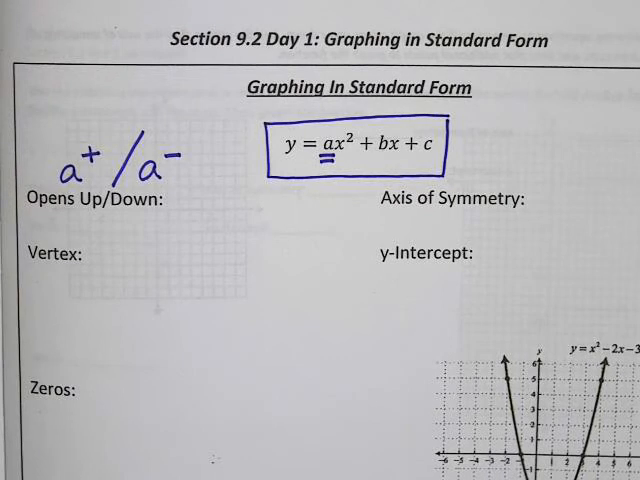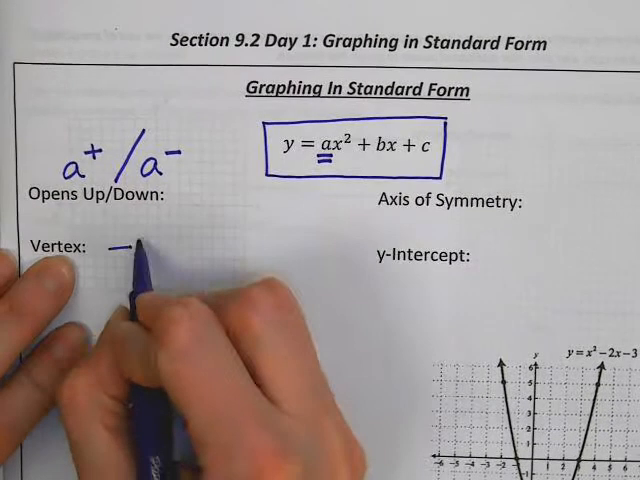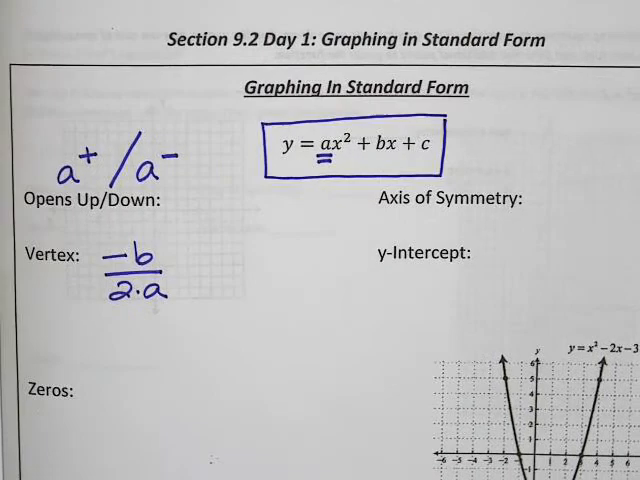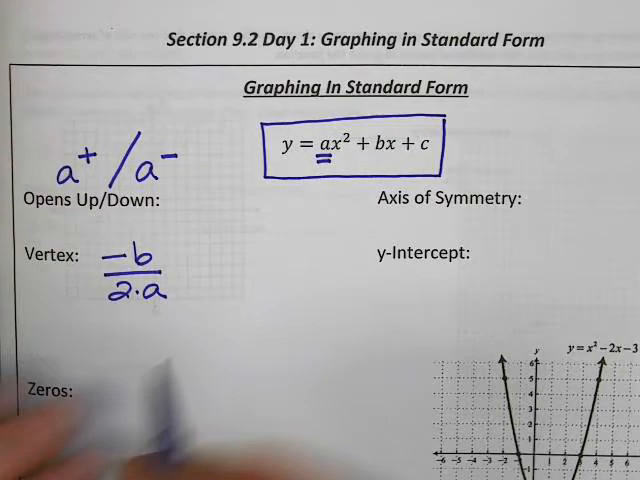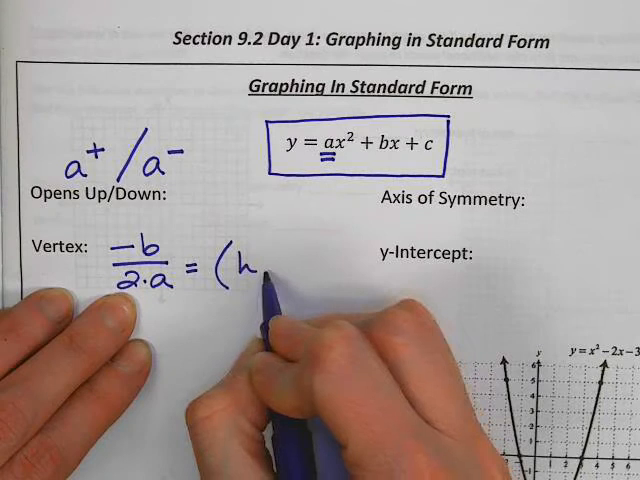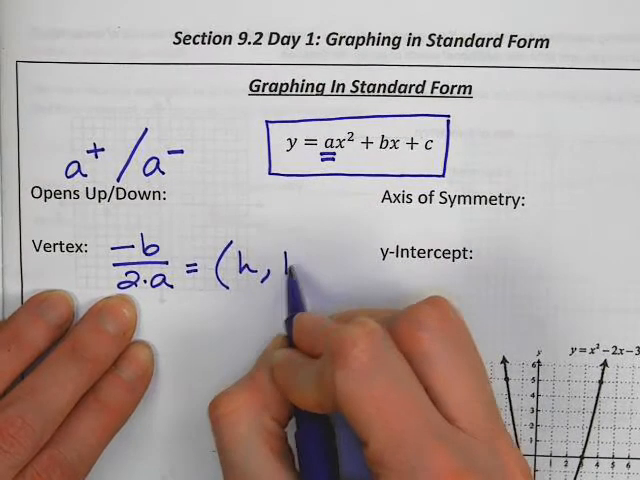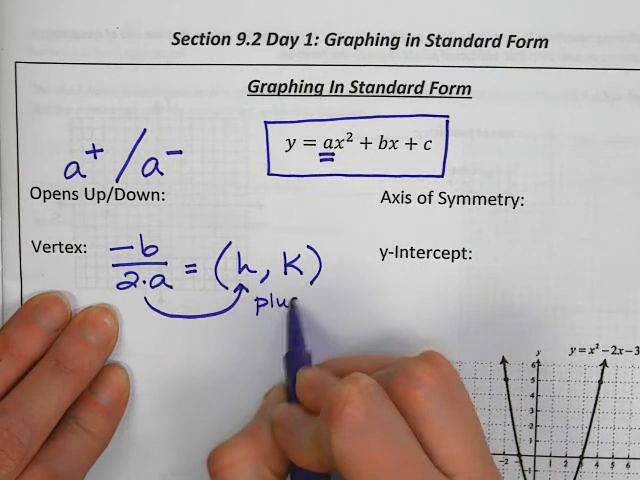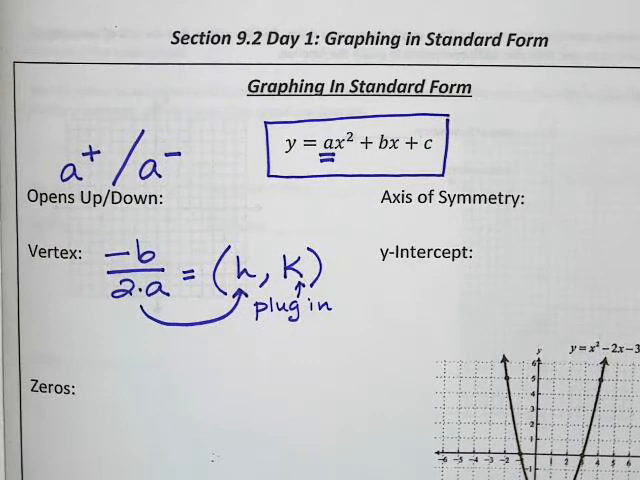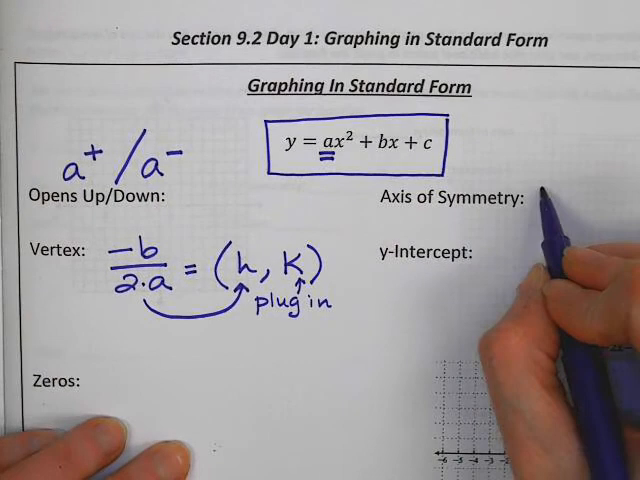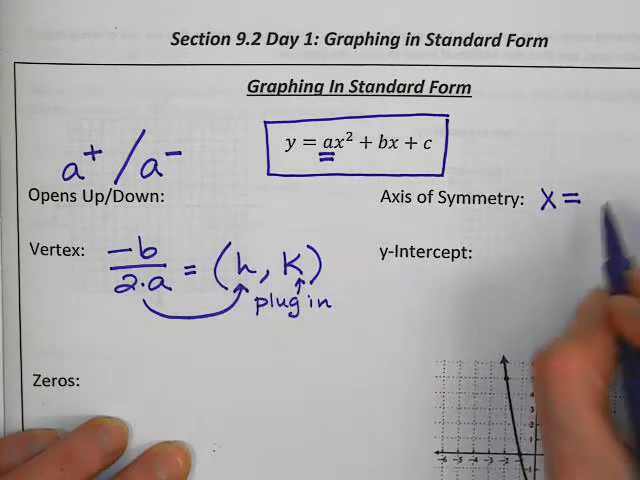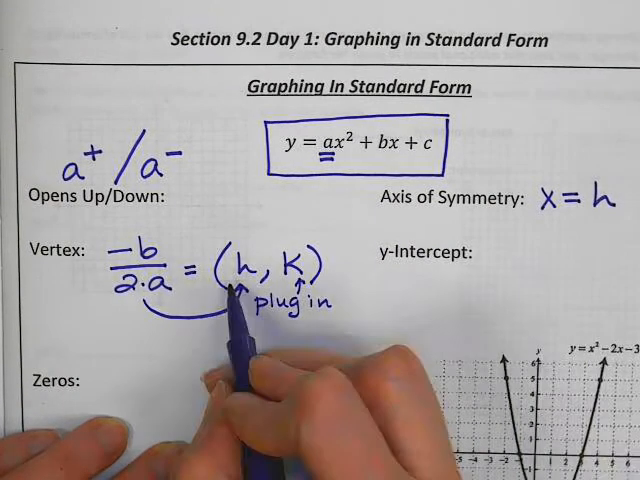To find the vertex, there's a formula. It's negative b over 2 times a. That's how you find the vertex. Okay, that'll give you the h value. And then you're going to have to plug it in to find the k value. And remember, the line of symmetry is always x equals the x value of the vertex. So it's still going to be x equals h, whatever we get from here.